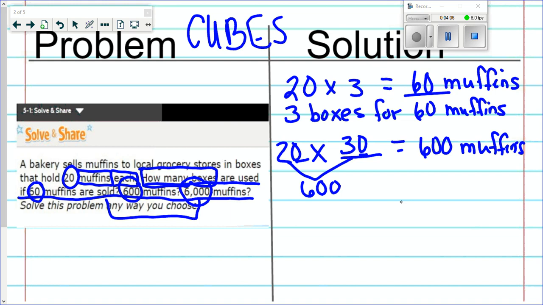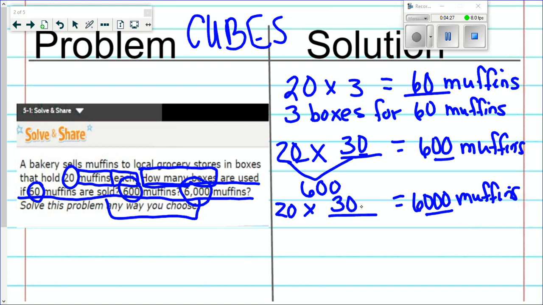Now I need to think about for 6,000 muffins, how many boxes will I need? Well, I know there's still going to be 20 in each box. That won't change. But mentally, I can think about, well, how many zeros do I have here? How many do I have here? And I can just go ahead and know that, let's try 300 boxes. Again, mentally, I can solve by 2 times 3 is 6. And then I'll bring all of those zeros down, 1, 2, 3. So I know that I will need 300 boxes.